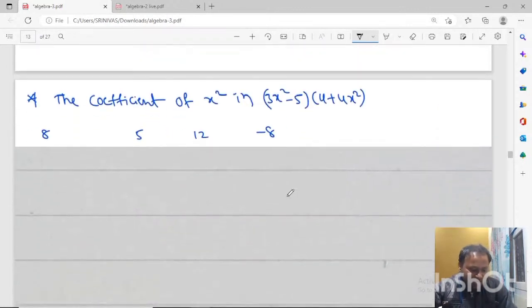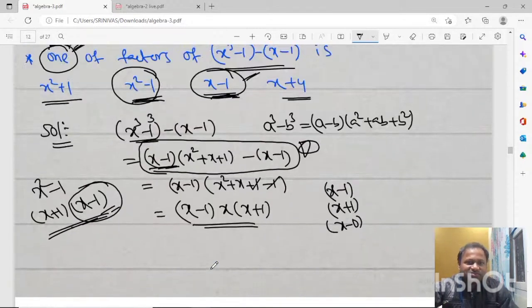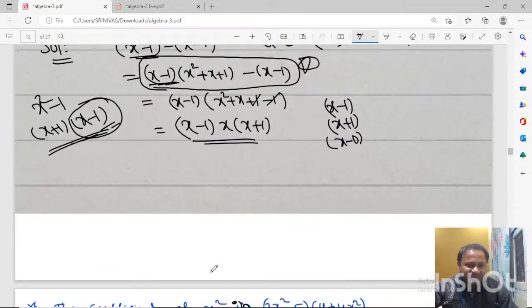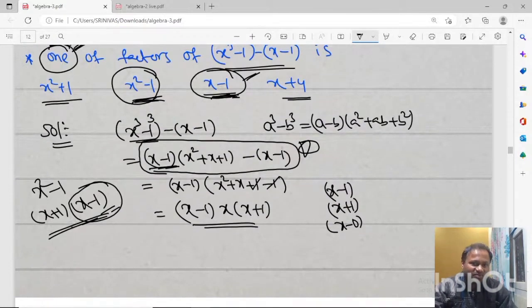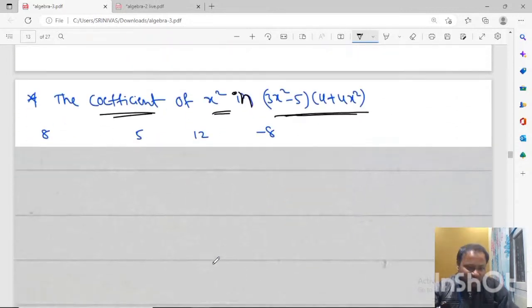So, see another one. This is homework for you. The coefficient of x square in this one. Copy this and do the problem. By simplifying, x minus 1 also as factor. What I am saying, x minus 1 factor. In the previous one, one of the factors, x minus 1 is the factor. That is correct. X minus 1 is factor means this will be the answer, no or not? Here I am giving questions, but you are giving answers directly.